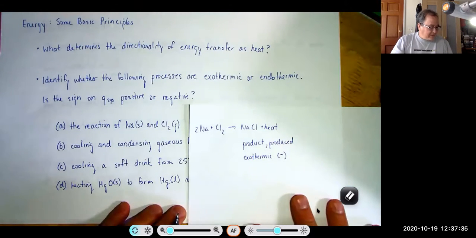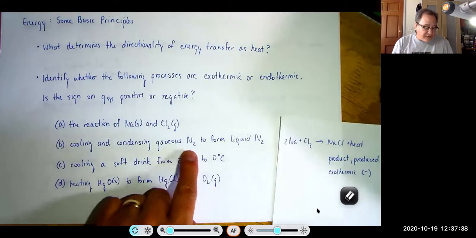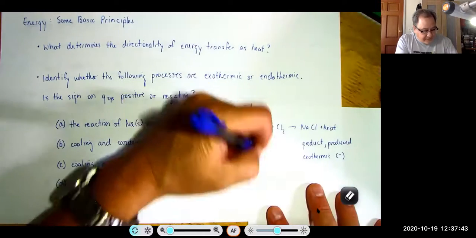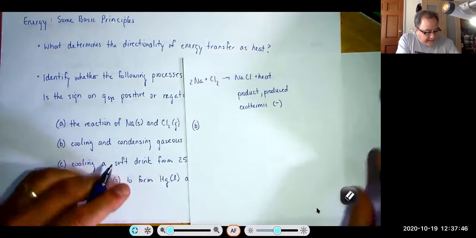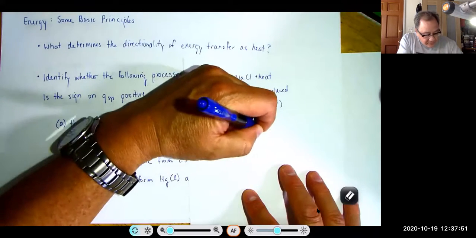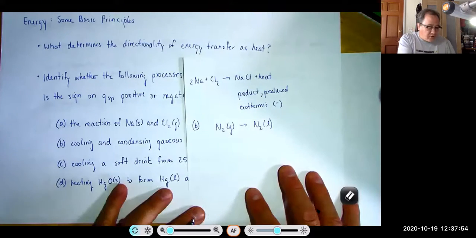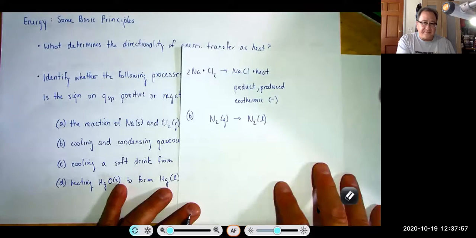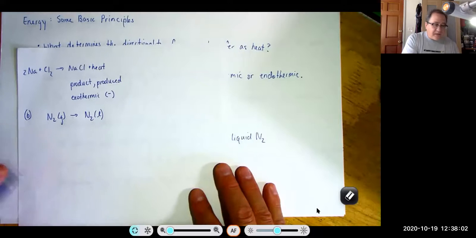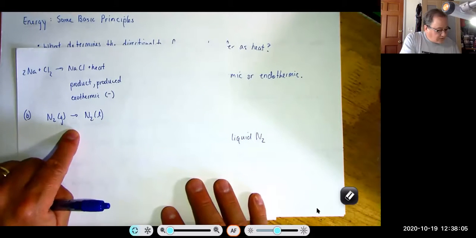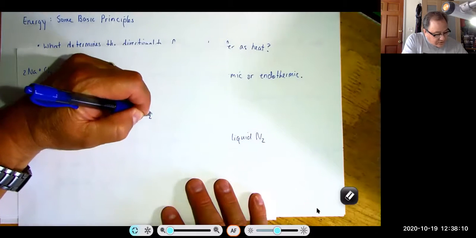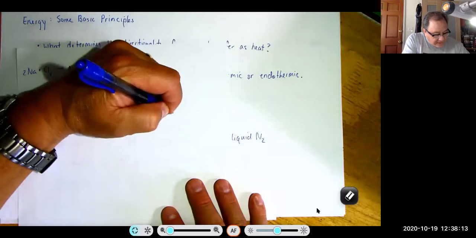The next one is cooling and condensing gaseous N2 to form liquid N2. So this is B. We're looking at taking gaseous N2 to form liquid N2. So is this going to absorb heat or release heat? Now, I'm going to tell you that this one confuses me. So what I do is I reverse it. I want to take N2 liquid and turn it into N2 gas.